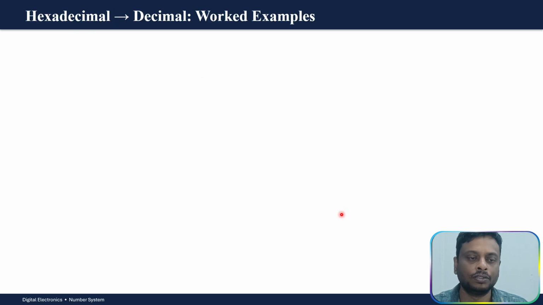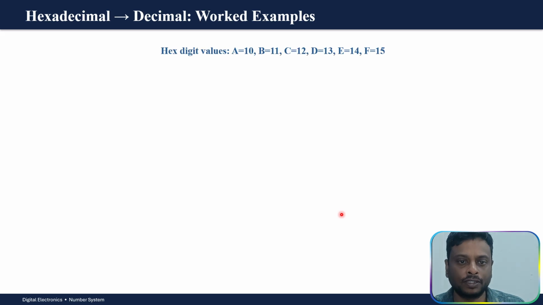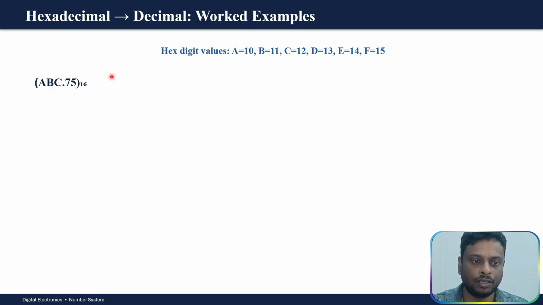Similarly, hexadecimal to decimal. In this case, the hex digits can be A is 10, B is 11, C is 12, D is 13, E is 14, and F is 15. So take ABC point. This is the hexadecimal number system, and you have to convert it into the decimal number system.